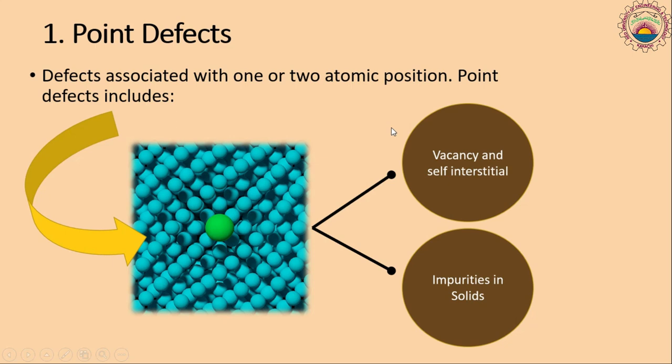And now the next, a specialized type of point defect, that is the impurities in the solids. Until now, what we have been discussing, the type of point defect was within the crystal structure. Either the atom was missing, or there was an extra atom from the same material, from the same crystal structure. There was no foreign intervention.